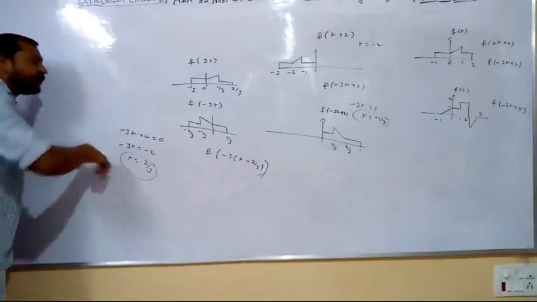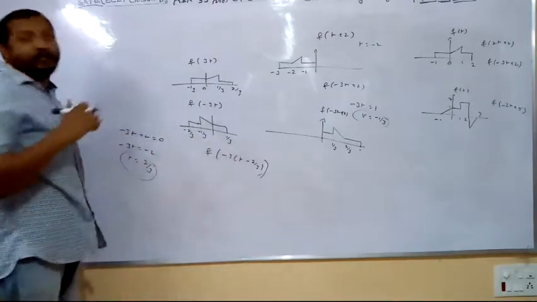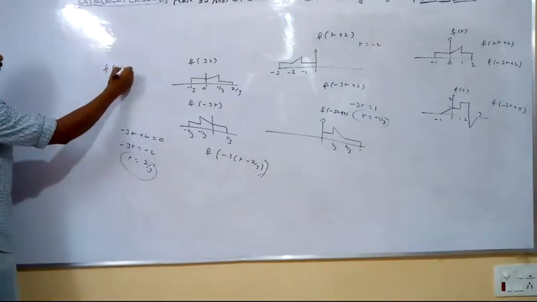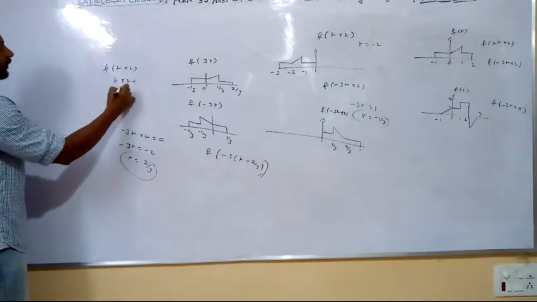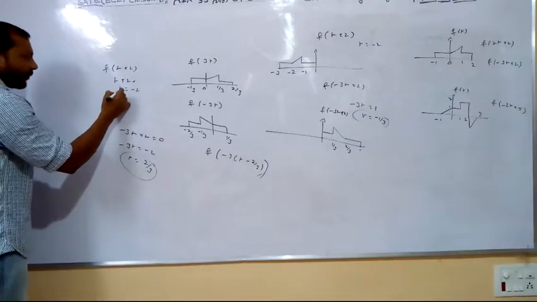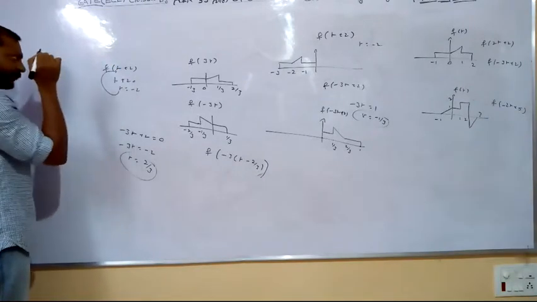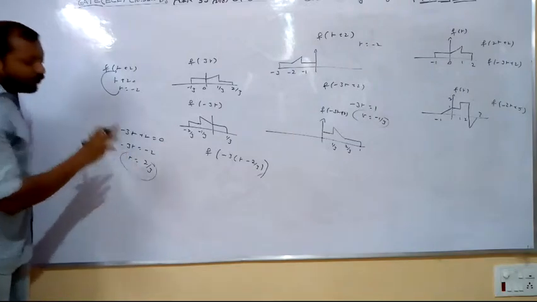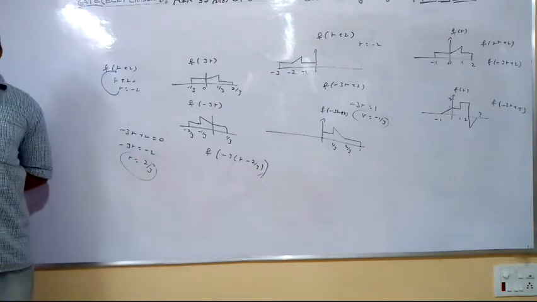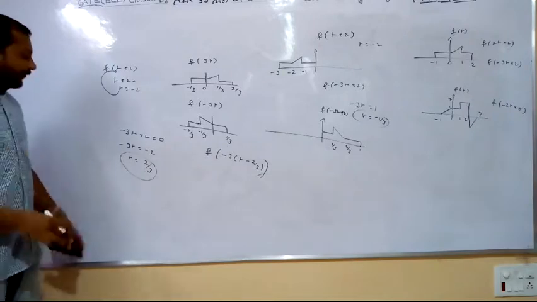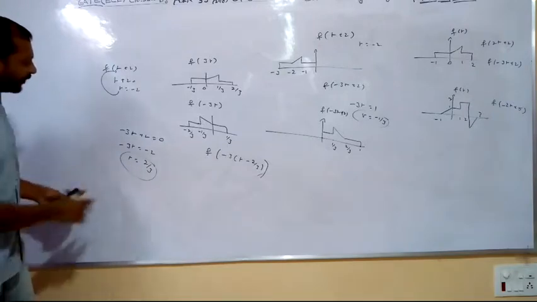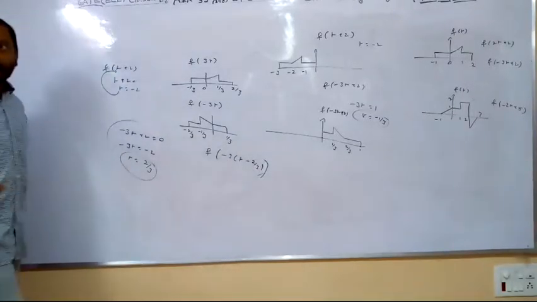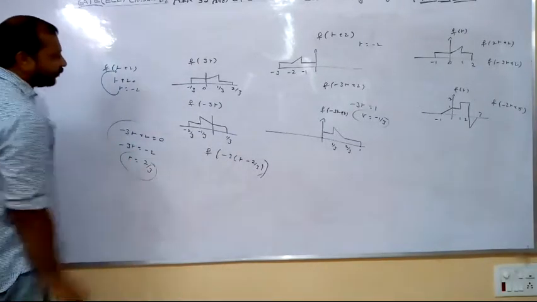Here t equal to 2 by 3 means, from the signal point of view, you have to write t minus 2 by 3. In f of t plus 2, t plus 2 equal to 0 gives t equal to minus 2. If you have t equal to minus 2, the corresponding shifting signal is f of t plus 2, the advanced signal. Here you got t equal to 2 by 3, so the operation on the signal should be f of minus 3 into t minus 2 by 3. Got it? Like this also you can write.